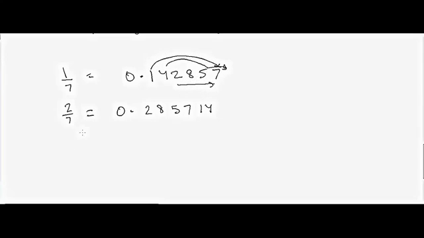If you do it again, let's do 3 by 7. In this case, I'll look at the third smallest number. The third smallest number is 4. So I'll start with 4, 2, 8, 5, 7, 1. So that is the answer. You can keep doing this for other numbers.